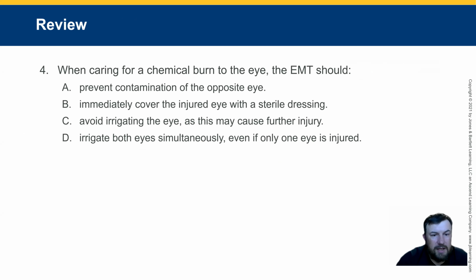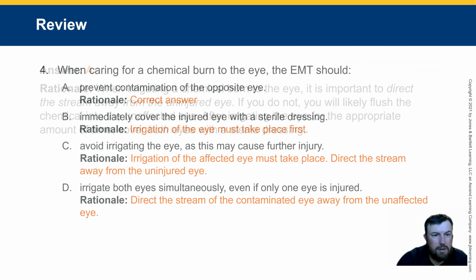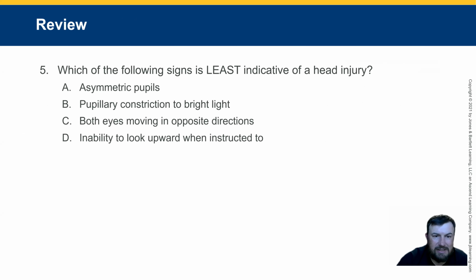When caring for a chemical burn to the eye, the EMT should, we want to prevent contamination of the opposite eye. We don't want to make it worse than it already is. A. Which of the following signs is least indicative of a head injury? We're going to go with B, pupillary constriction to a bright light. That's what should happen.